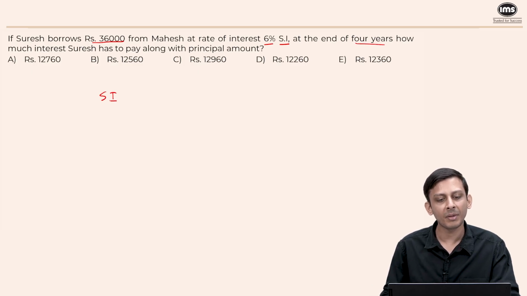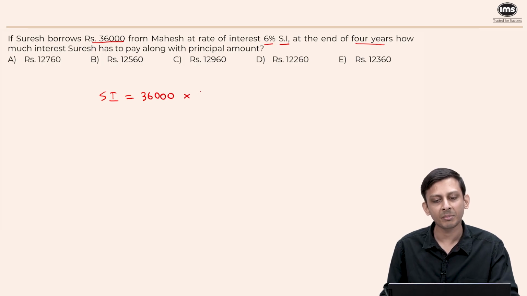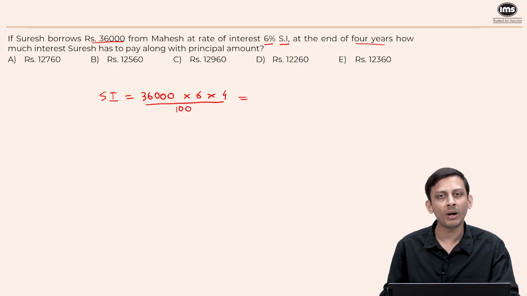So if we calculate the simple interest, that is the principal of 36,000 into the rate of 6% into the time of 4 years divided by 100. Now 36 into 6 is 216. 216 into 4, that is 864. And then we will also have a 0. So 8640. So this is the interest that Suresh would have to pay along with the principal. So this should have been the correct answer, 8640.